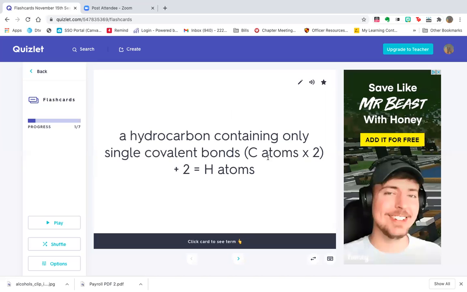So you count the amount of carbon atoms you have, multiply it by 2, and then add 2, and that's the amount of hydrogen atoms you have. I think there's 1 or 2 questions that pertain to the equations. It's really not that important of a detail. It's kind of just to double check your work when you're drawing the structures, to know how many carbon atoms and hydrogen atoms you're supposed to have.